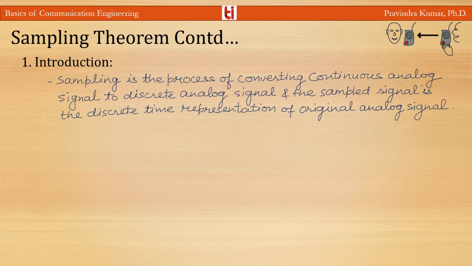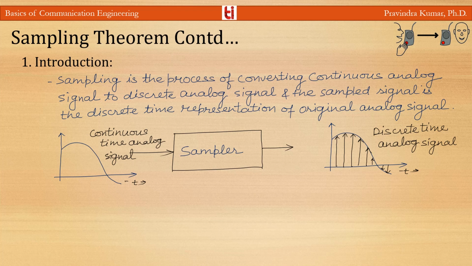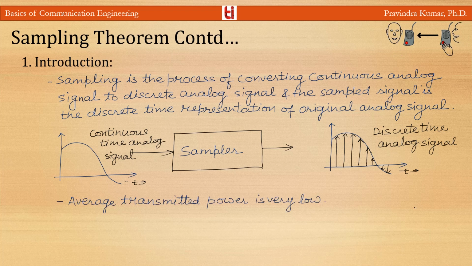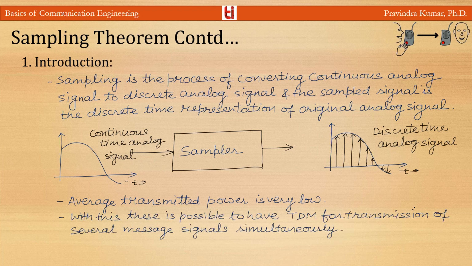Now, sampling is the process of converting a continuous analog signal to a discrete analog signal, and the sampled signal is the discrete time representation of the original analog signal. In transmission of a discrete time analog signal, the average transmitted power is low, and with the discrete time analog signal, it is possible to have time division multiplexing of the transmission of several messages simultaneously over the same physical channel. But one disadvantage of this technique is that it requires large transmission bandwidth.